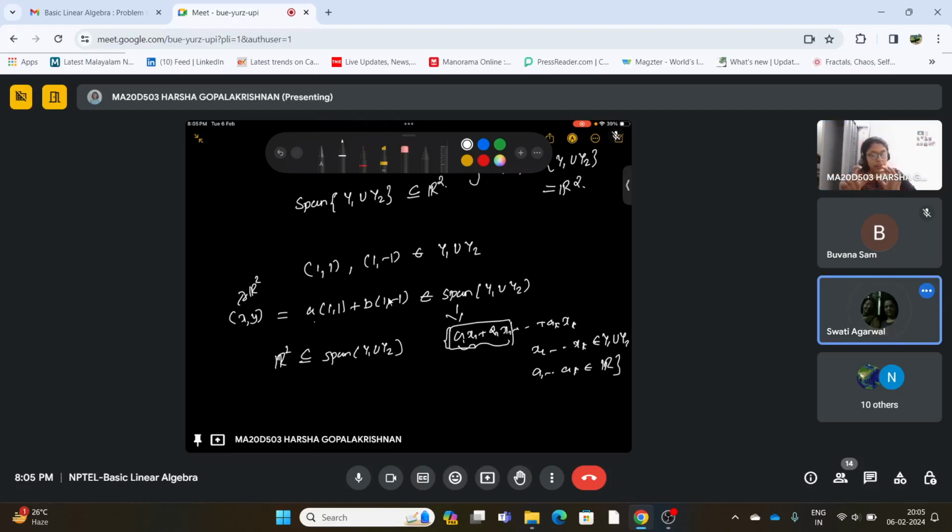But the span of y1 union y2 cannot be more than R2, because y1 union y2 is a subset of R2, a vector space, so the maximum the span can be is R2 only. So one is a subset of the other and a superset of the other, so they should be equal, right? So that is the logic. Okay. Thank you.